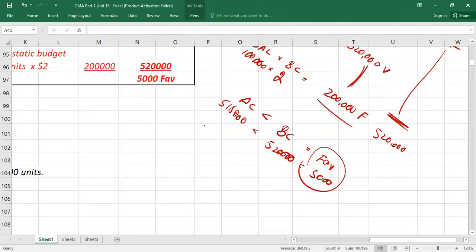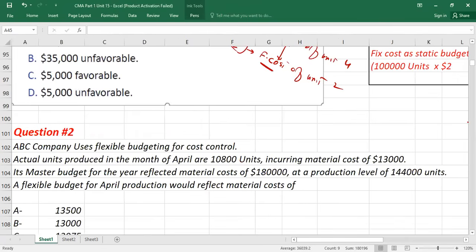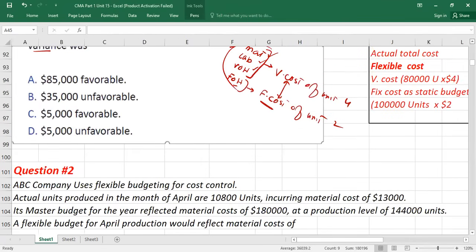But if actual cost is greater than budgeted cost, this variance is called unfavorable for the cost side. Understood? But the answer here is 5,000 favorable. Is that clear, guys? Which answer will you pick? You will pick 5,000 favorable. C is the correct answer. Is that clear, guys?